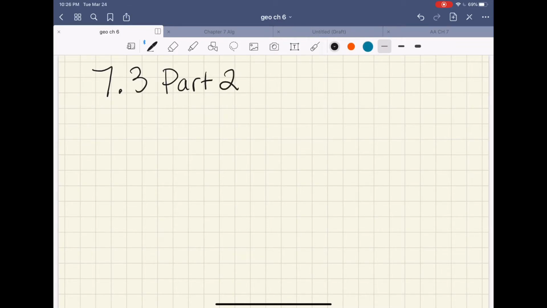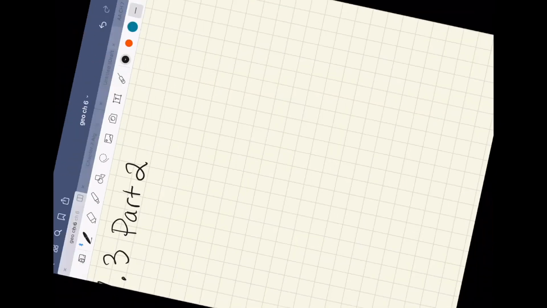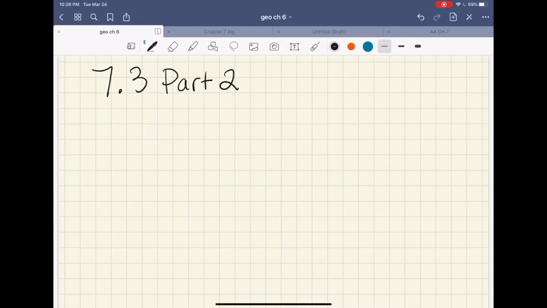So this section is about similar triangles, and we learned about how to identify them in the last lesson. Today we are going to learn about applying what we know. So we are going to start off immediately with theorem 7.4, which is the properties of similarity.